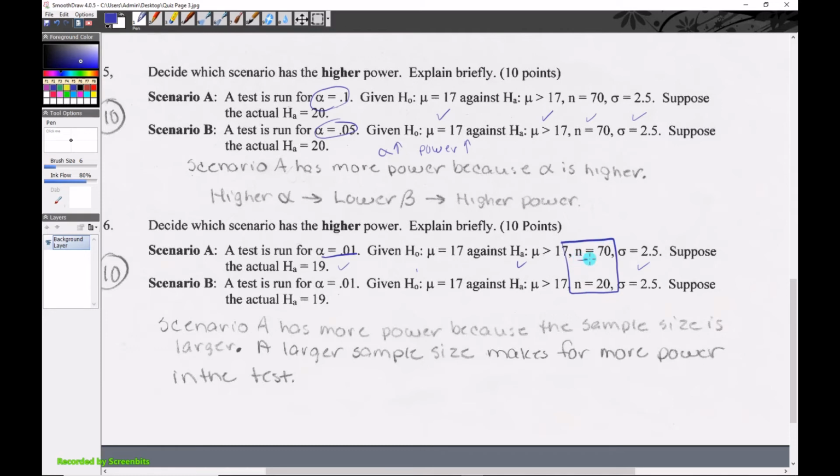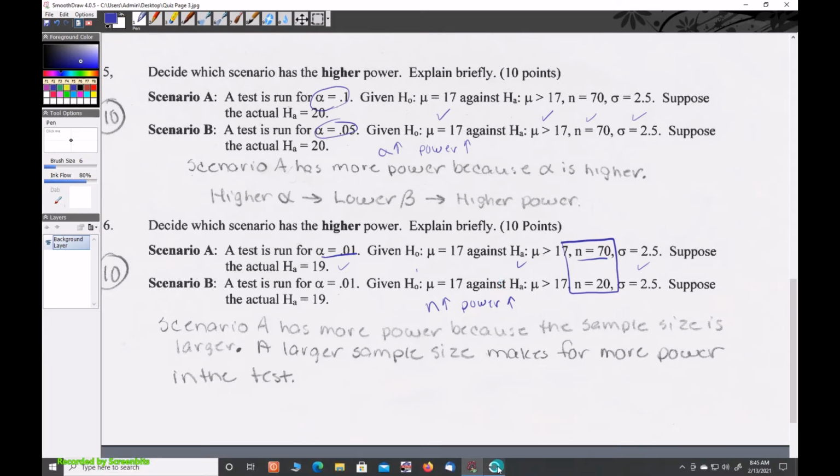And this is the one that's bigger. Well, whichever one is bigger, that's going to raise your power. So as N goes up, then power goes up. Okay, that's what we learned. So that's your quiz. I'm going to pause and then I'll come back with a few test topics.